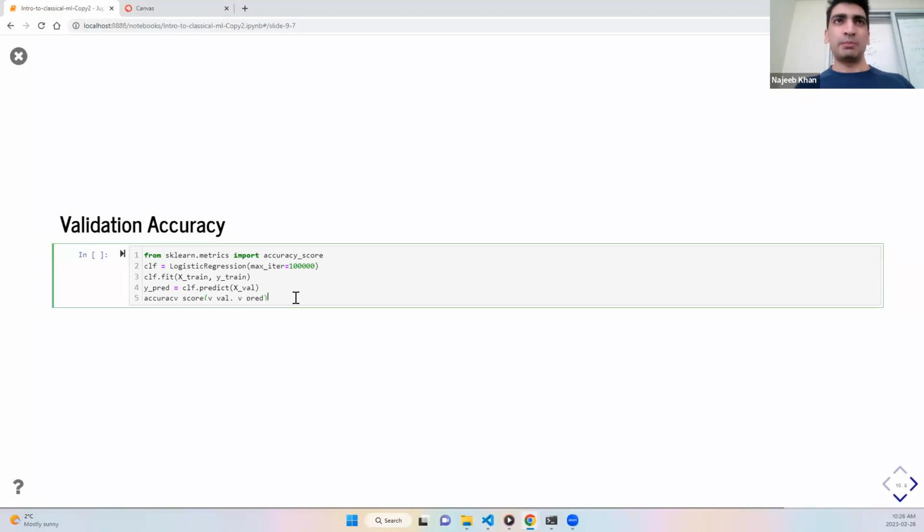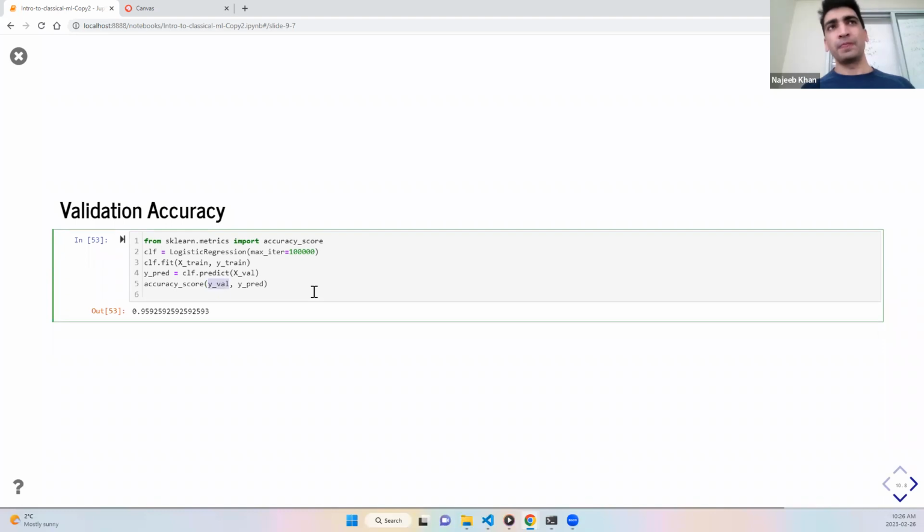Now we can print here, doing the same thing, but printing the accuracy score on the validation set and not on the training set. And now we see that our model is accurate 95% or 96% of the time.